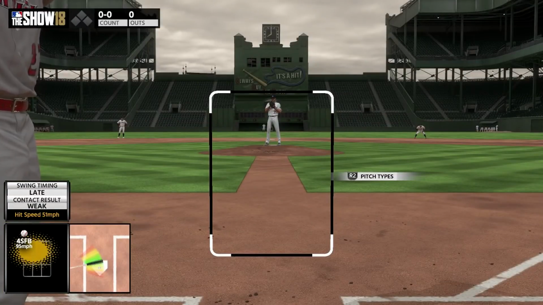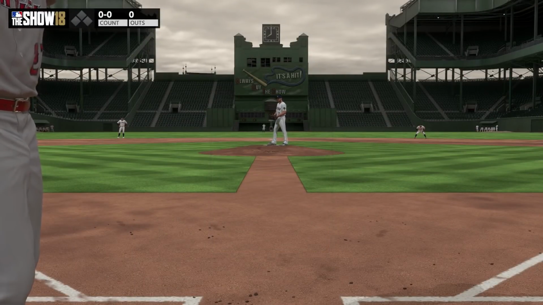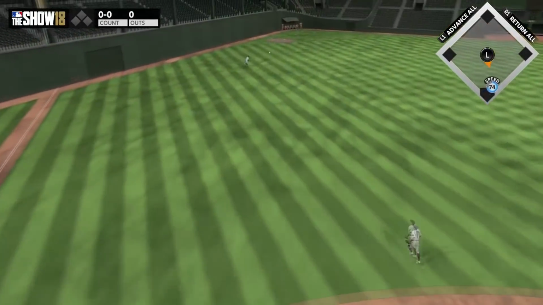And that was something cool about MLB The Show back in the day. There were 2 totally different ways to hit, but both of them offered pros and cons. There's a good little hit.